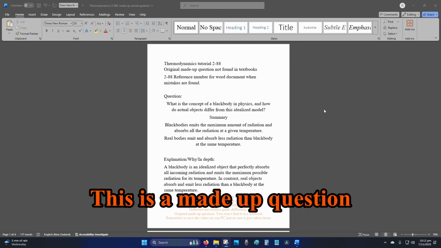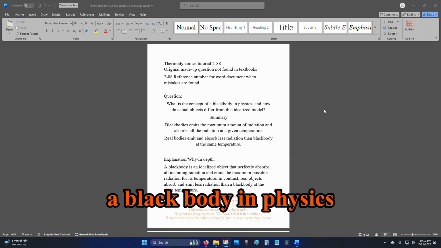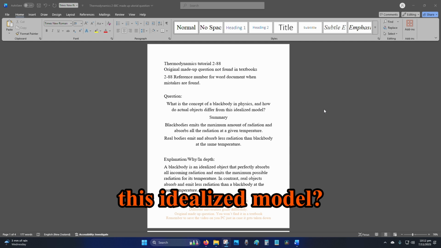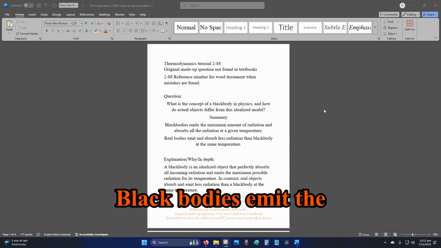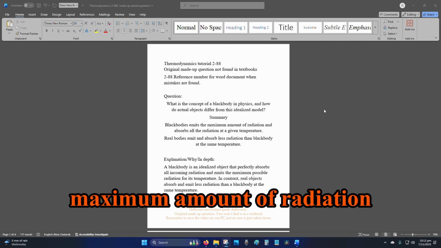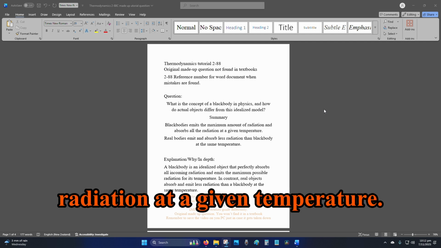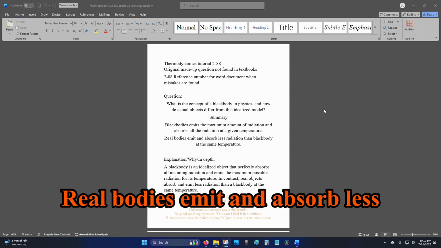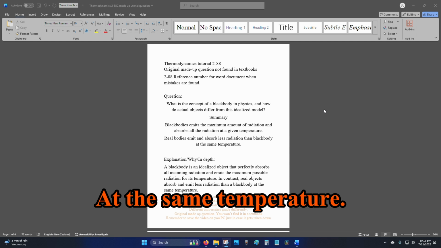This is a made-up question not found in your textbooks. What is the concept of a blackbody in physics, and how do actual objects differ from this idealized model? Blackbodies emit the maximum amount of radiation and absorb all the radiation at a given temperature. Real bodies emit and absorb less radiation than a blackbody at the same temperature.